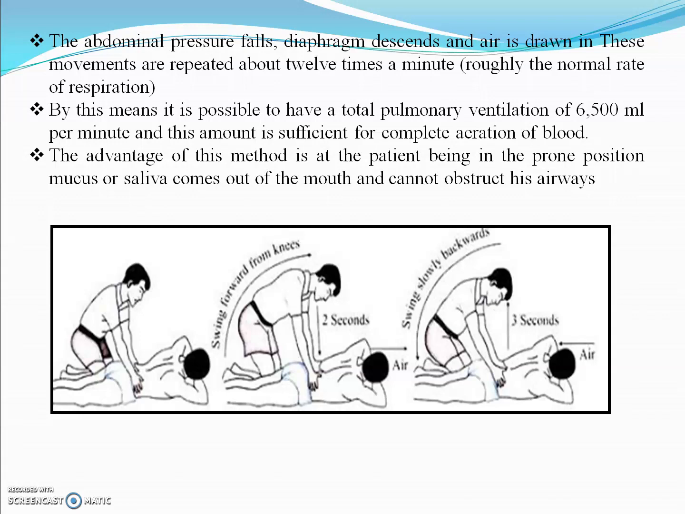The advantage of this method is that the patient being in a prone position, mucus or saliva coming out from the mouth cannot obstruct the airway. Here you can see the patient in a prone position. Here the operator is putting his hands in the loin position, that is below the chest. Then he is kneeling down and giving the entire pressure of his body weight on this loin position, which affects the diaphragm, as we have seen earlier.